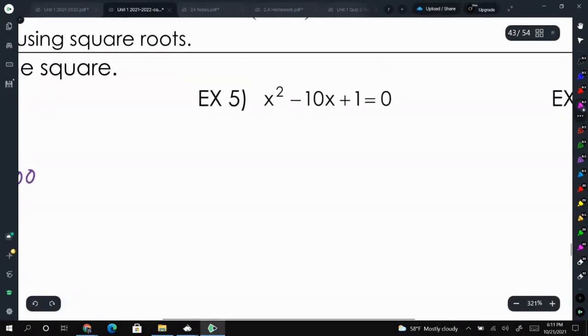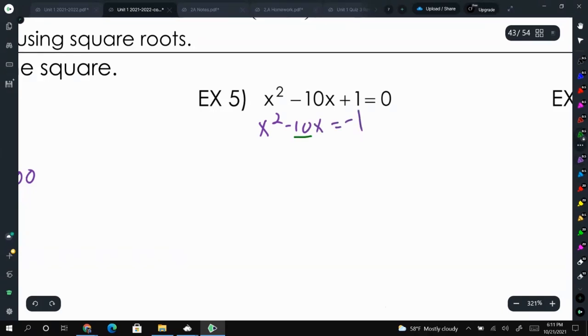In example 5 right here, we do not have ax squared plus bx. We have a c term there, but it's equal to 0. That's telling me, do I want to factor? Well, I don't think I can factor this problem, so we'll skip that. And we'll go to completing the square. Subtract 1 from both sides, we get x squared minus 10x equals negative 1.